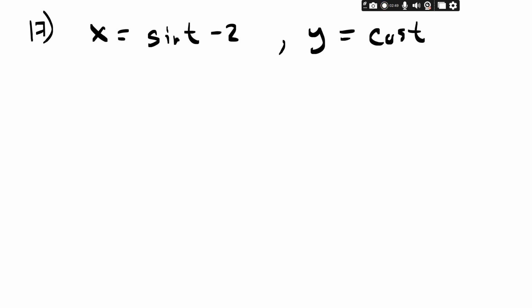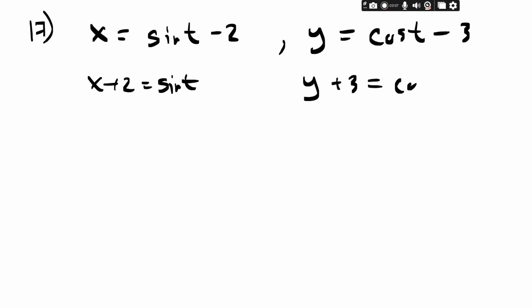So first things first, number 17. Here's the setup. You already have it here. Remember, what we have to do is solve for the trig functions. So x is equal to sine of t minus 2. I'm going to add 2 to both sides. There, I'm done with this one because I've set it equal to a trig function. On the other side, I'm going to add 3 to both sides, and we have it set equal to a trig function. Perfect. So now the question is, which trig formula connects sine and cosine?